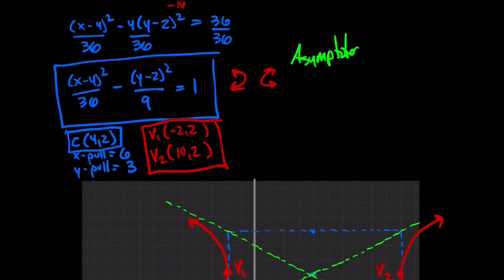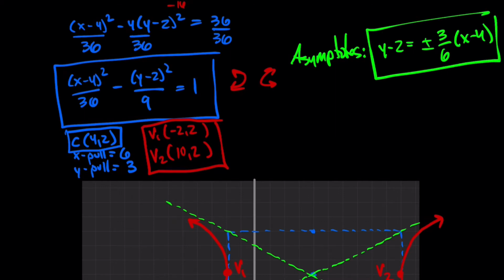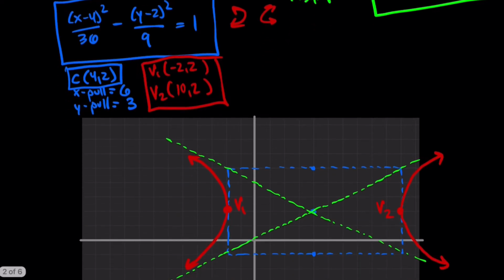So for my asymptotes, remember, it's pretty easy. It's going to be y minus the y coordinate equals plus or minus y pole over x pole, times x minus the x coordinate. We use point slope form of a line. So it's y minus 2 equals plus or minus y pole over x pole. Again, you can simplify this, or you just leave it plus or minus 3 over 6. I don't care. Times x minus 4. That represents the two equations of these asymptote lines right here.